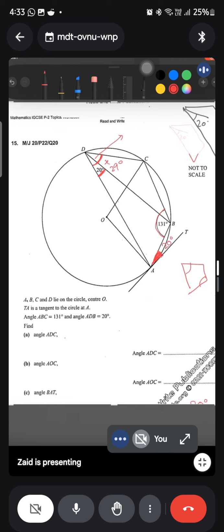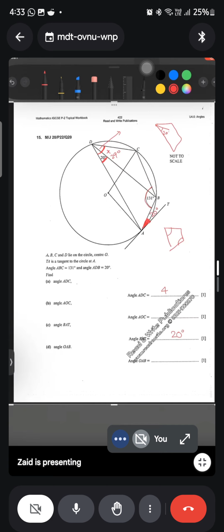One is 20, the other one is 29. So that's 49. Okay? Is it clear? Yes, sir. Okay.